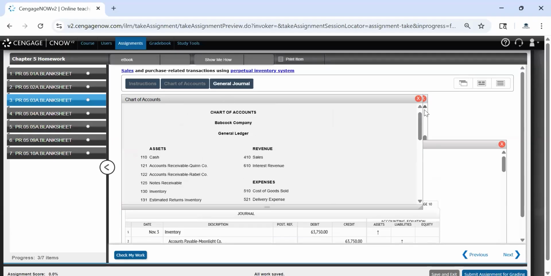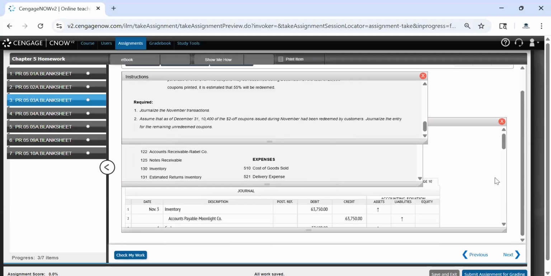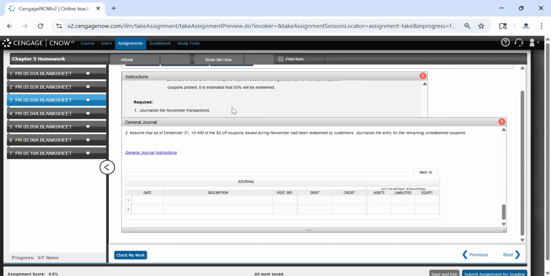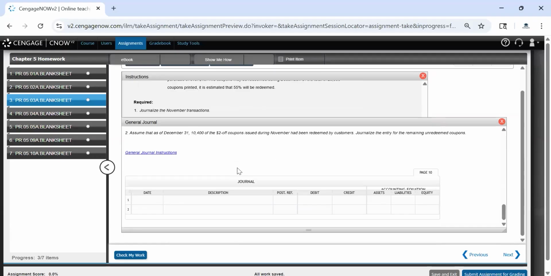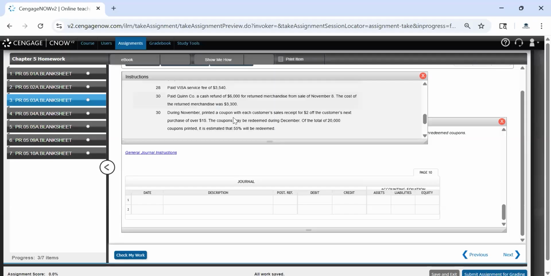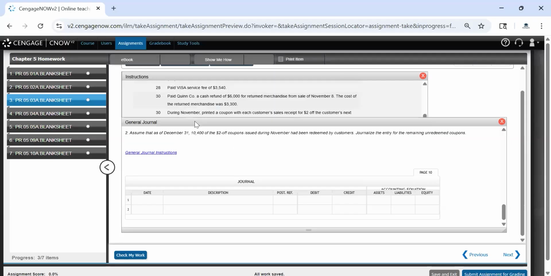And in our instructions, we are assuming that 10,400 of the $2 off coupons issued in November were redeemed. And we're going to journalize the entry for the unredeemed coupons. So now it's the end of the month, and these coupons are expiring. So we're going to close out this coupon account.